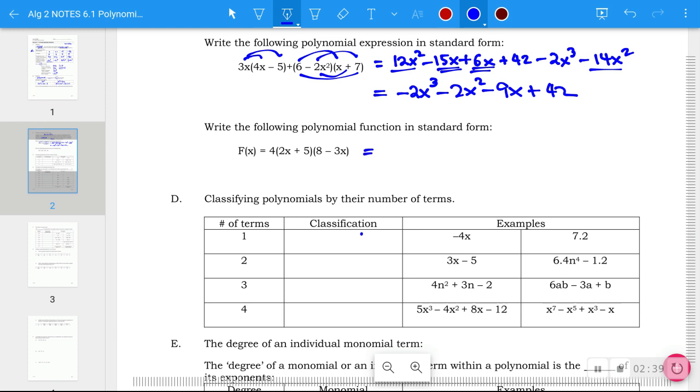Okay, the next example here, I'm going to keep the 4 on the back burner. Distribute here or FOIL this out. You get 16x to start with. That outside pair is minus 6x squared. The inside is plus 40. And last times last here is minus 15x.